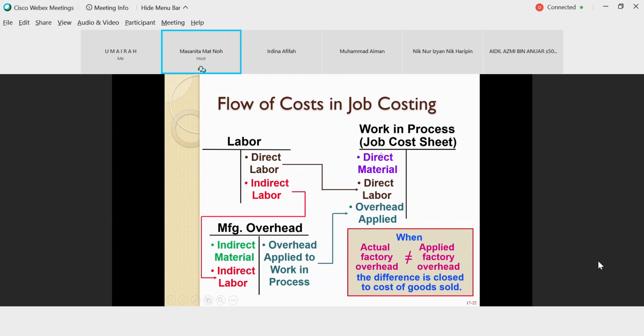So dalam work in process ni, akan ada complete total of manufacturing cost. Applied lah ya. So semua ada information of the direct material, direct labor and also MOH applied. Okay, MOH applied.